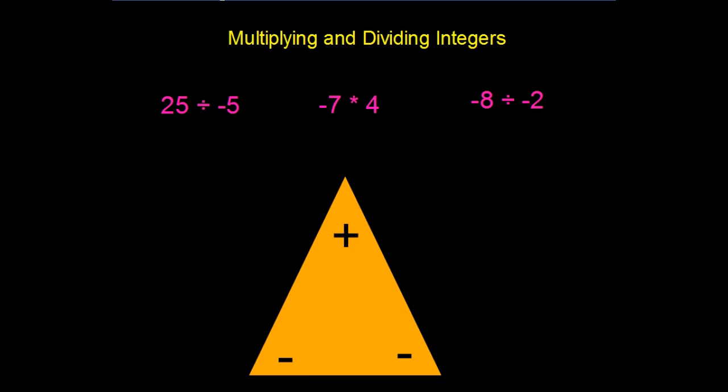Let's look at the next one. I've got a -7 times 4. Well, I know that 7 times 4 is 28. But again, I'm going to cover up a negative and a positive. Let me change my color here. Cover up a negative and a positive, so I know my answer is negative. -28.